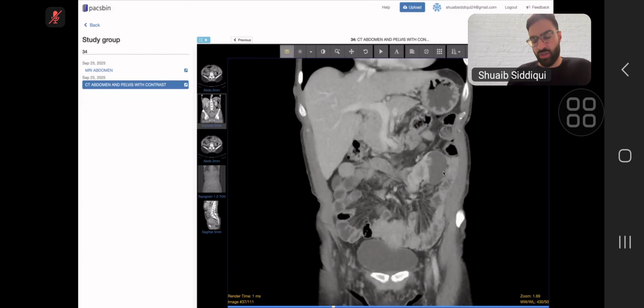So GIST can sometimes have a cystic component as well. The point is, if you see a cystic lesion in the GI tract, you need to have a differential. So don't make it complicated. Just think, okay, cystic lesion coming off the GI tract.